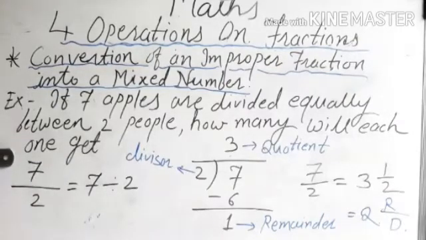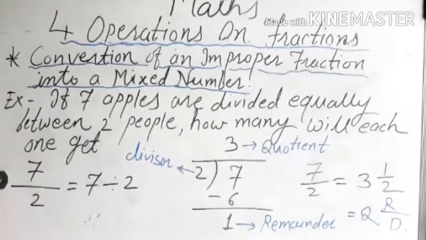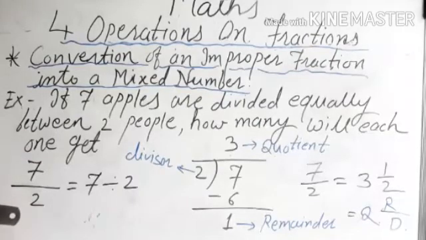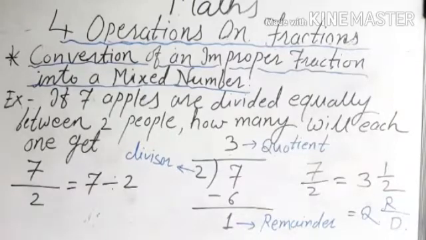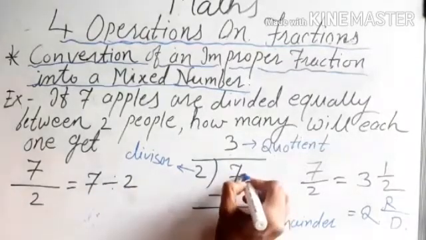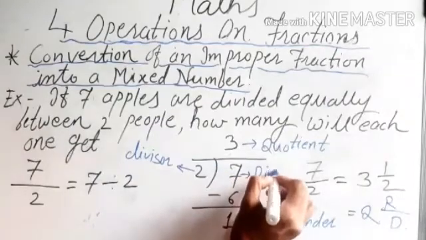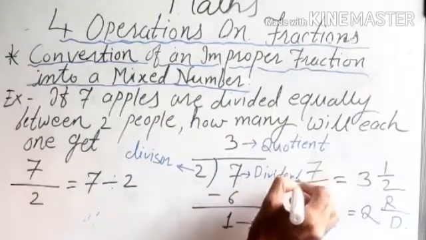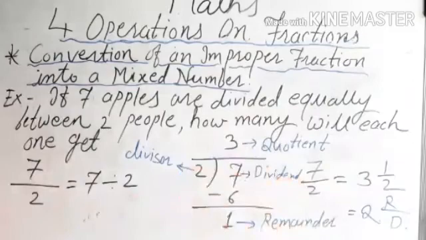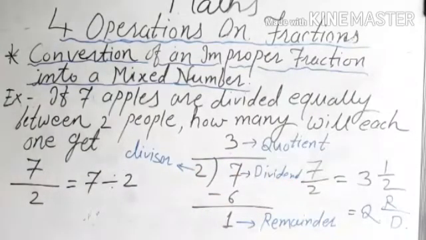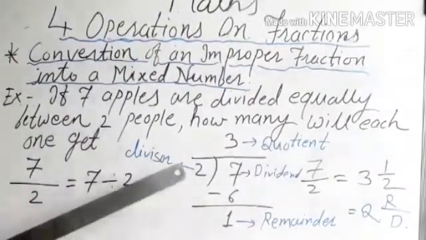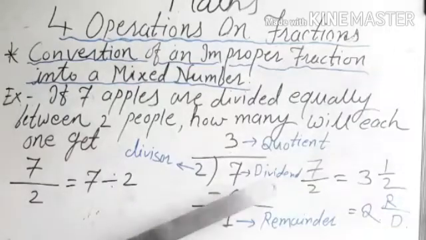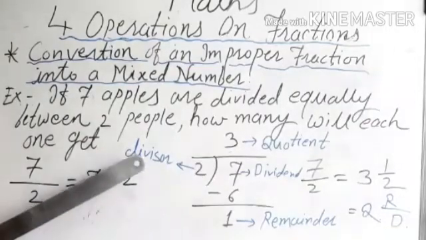Remember, when I write 7 upon 2, that means 7 divided by 2. This 7 will be the dividend here, and then 2 will be the divisor. You know these basic things, no? So when we write 7 divided by 2, this 7 is called the dividend, this 2 is the divisor.